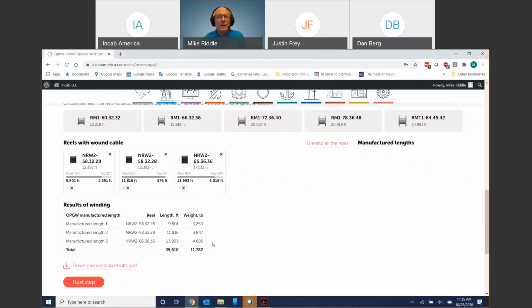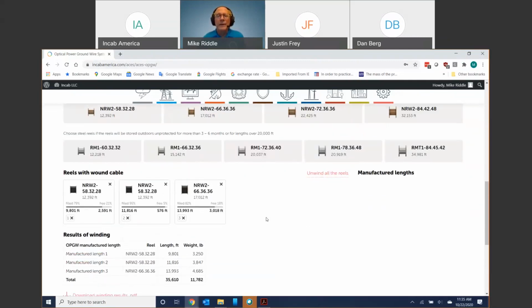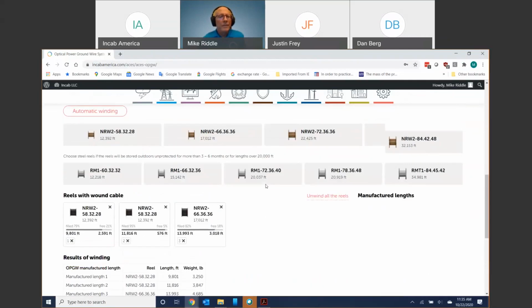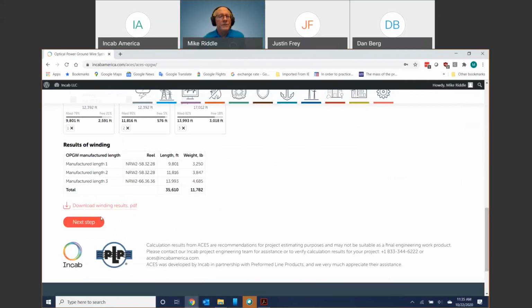And it's also giving you a gross weight, which is good for planning to make sure that you have the appropriate equipment to offload the cable when it arrives. And so, as I said, you can play around with this and have loads of fun. And then you can see the results.